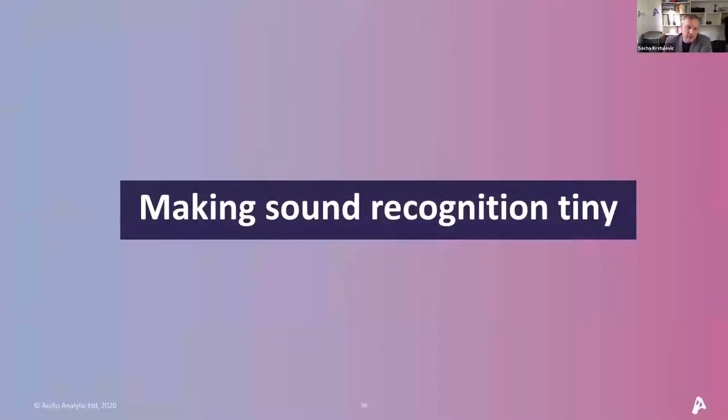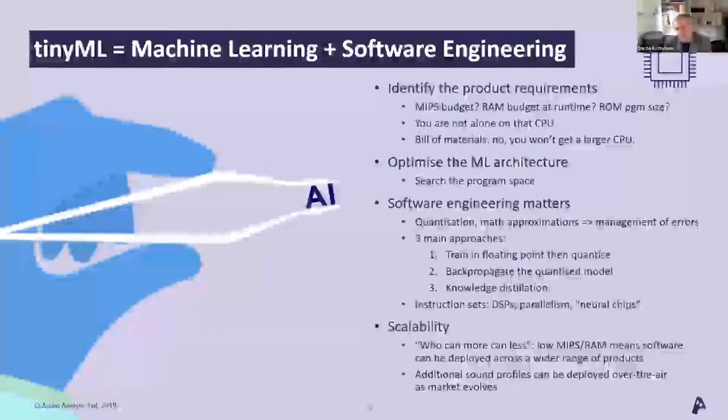That's particularly important when you want to make sound recognition tiny. First of all, you have to identify your product requirements. You might have a finite MIPS budget, the number of instructions per second that you're allowed to use. You might have a RAM budget at runtime, so a finite number of parameters that you can have in your machine learning model. It might be a DNN, might be something else. You might also have program size constraints, which are slightly different from RAM. RAM is what happens at runtime. ROM is the size of your program. That's one thing which specifies the program space to a large extent.